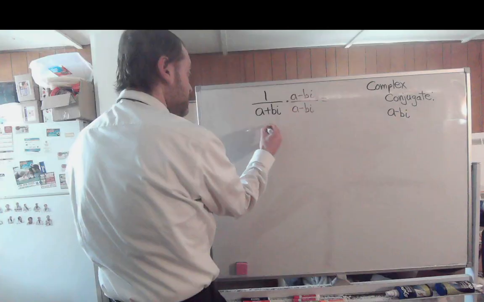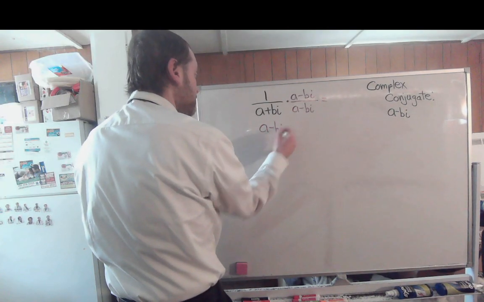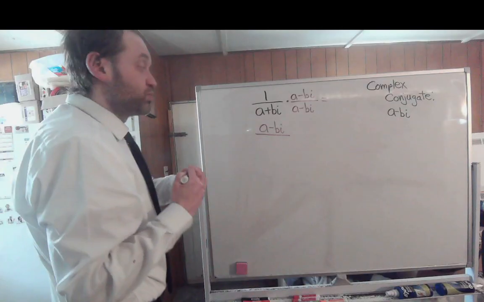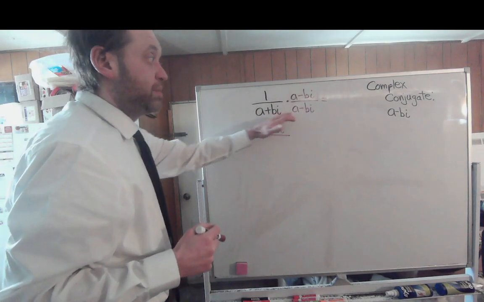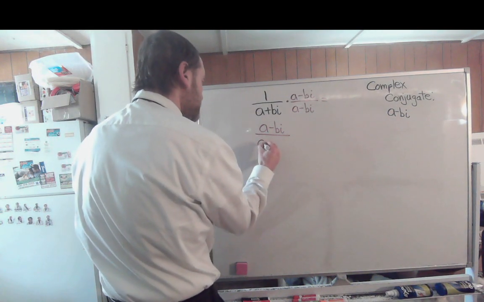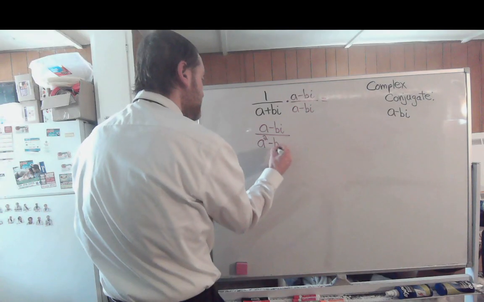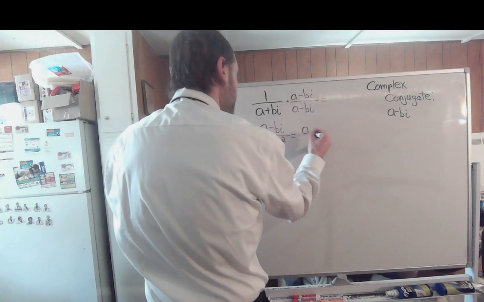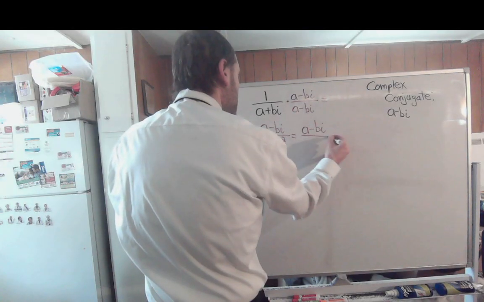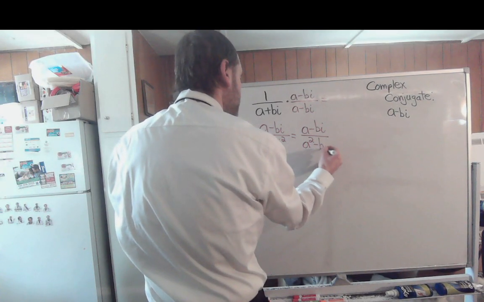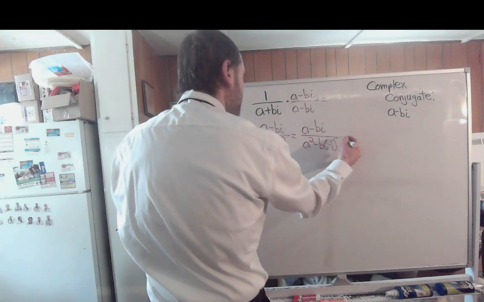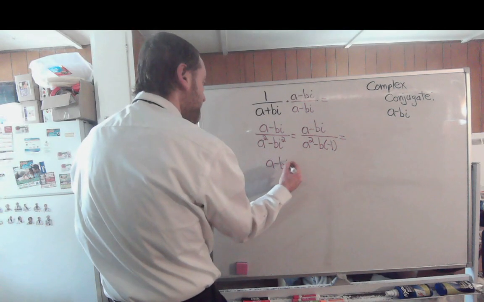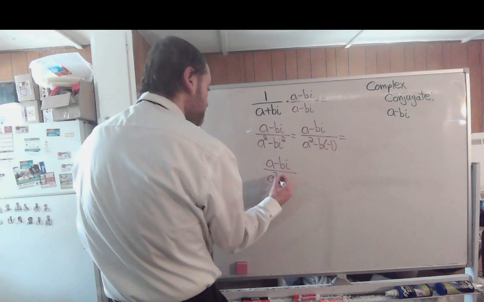So we do that, you'll end up getting a minus bi in the numerator, and then you can clearly see this is going to be a difference of two squares, which this will be every time when you multiply by the complex conjugate. You would end up getting a squared minus b i squared, which would end up giving you a minus bi over a squared minus b times -1, which would end up giving you a minus bi over a squared plus b.